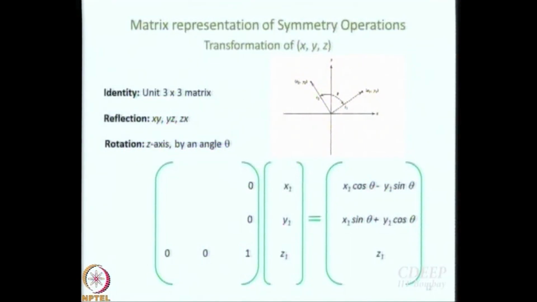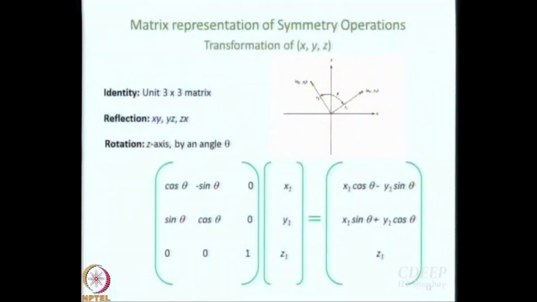x2 is x1 cos theta minus y1 sin theta, and y2 is x1 sin theta plus y1 cos theta. So tell me what the matrix will be now. Cos theta, minus sin theta, and sin theta, cos theta. This then is your transformation matrix. And this is the beginning of something important.